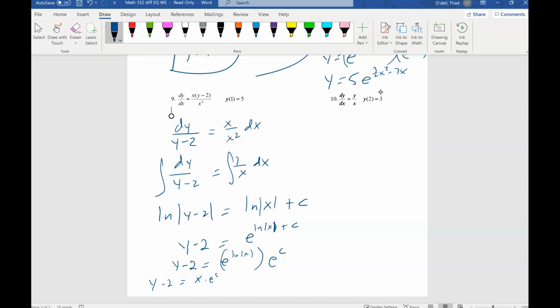And we know from up here that when x equals 1, y equals 5. So I'm going to replace x with 1 and y with 5. And I get 5 minus 2 is equal to 1 times e to the c. That means 3 is equal to e to the c. So then this is going to be y minus 2 is equal to 3x, which finally we get y is equal to 3x plus 2.